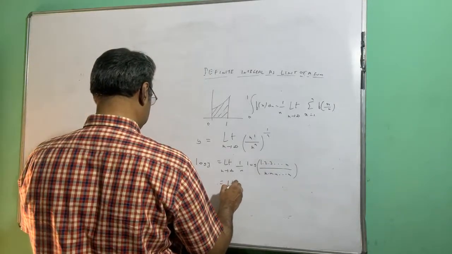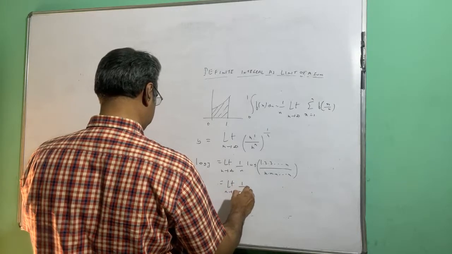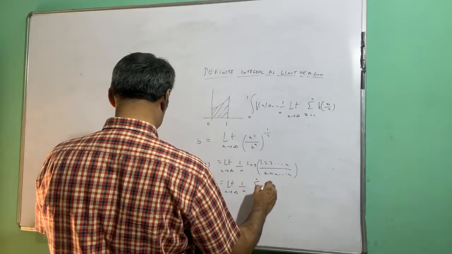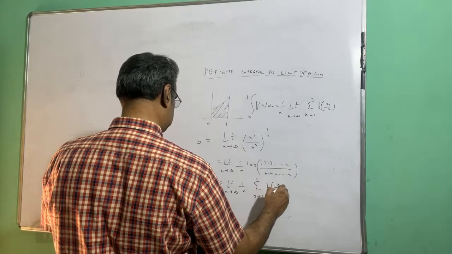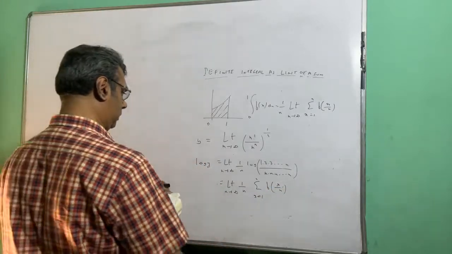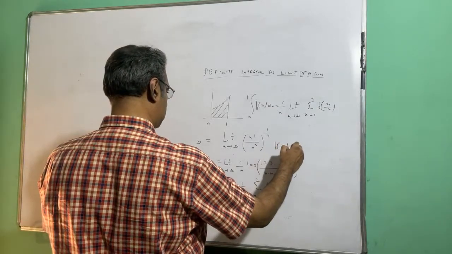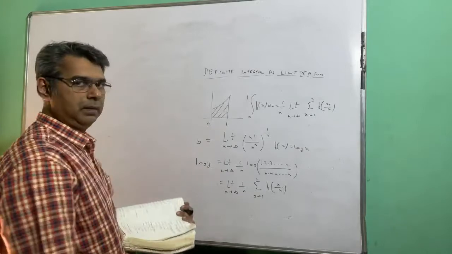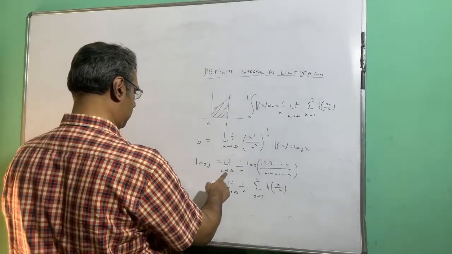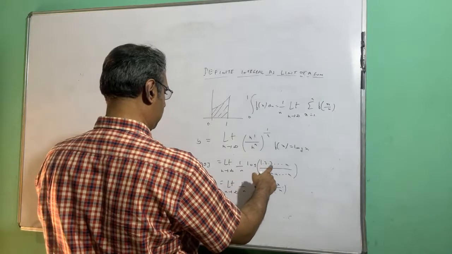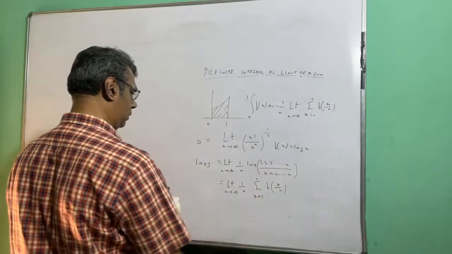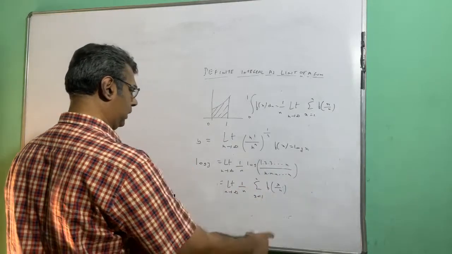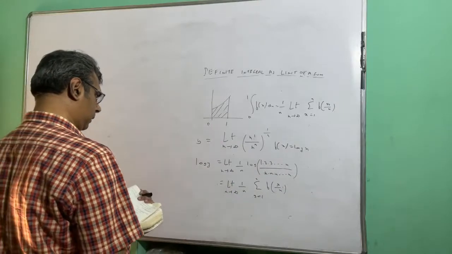So this right hand side will become limit n tends to infinity 1 by n summation r equal to 1 to n f of r by n, where f(x) is equal to log x. I am taking this limit as y, so log y is limit n tends to infinity 1 by n log 1 into 2 into 3 up to n by n into n up to n. So limit n tends to infinity 1 by n summation r equal to 1 to n f of r by n, where f(x) is equal to log x.